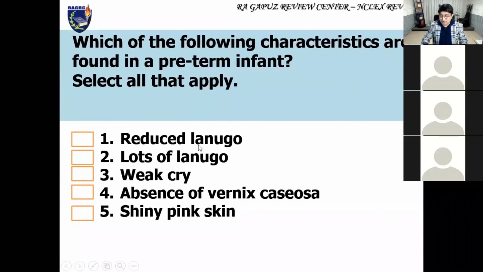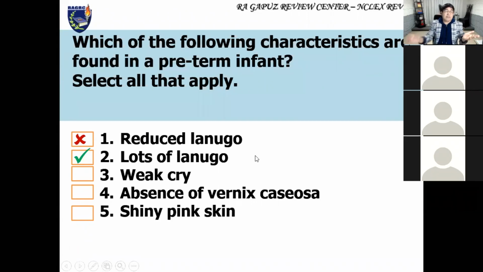Reduced lanugo? No. Reduced lanugo is in postterm. Excessive lanugo is in preterm. Lots of lanugo, yes. Now look at this class. You have two options that are opposite. Always remember, one of these is incorrect and one is correct. So when you have options like this, be clever enough to just put a check on one.